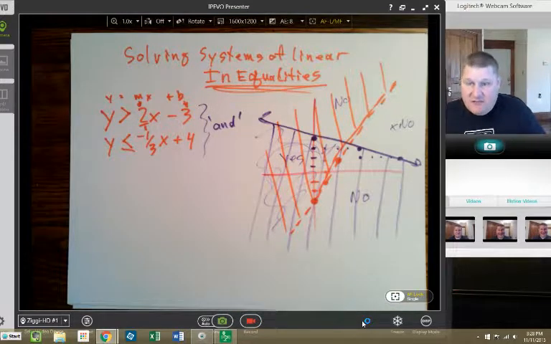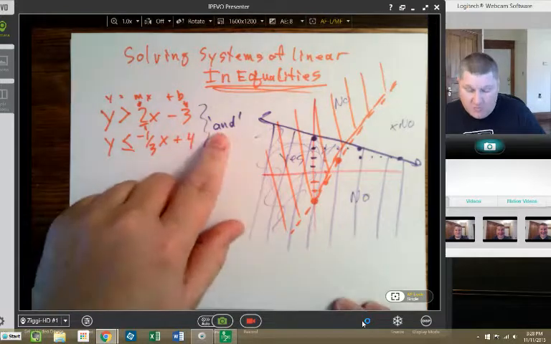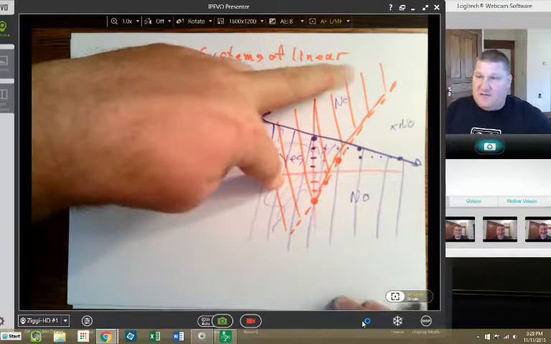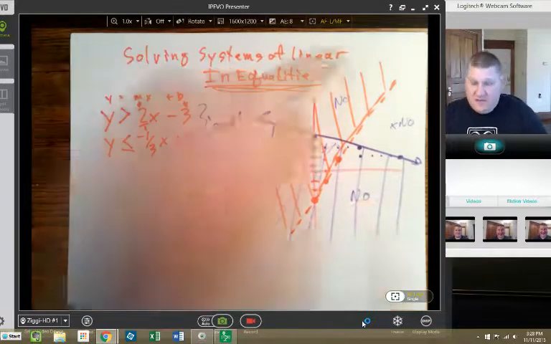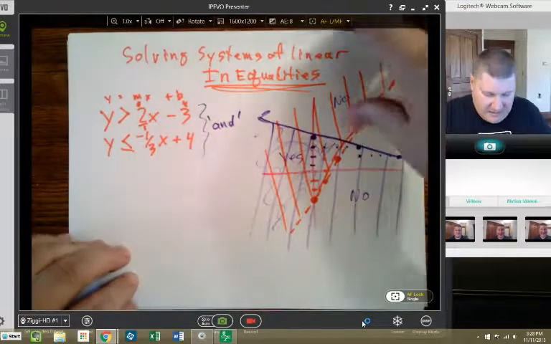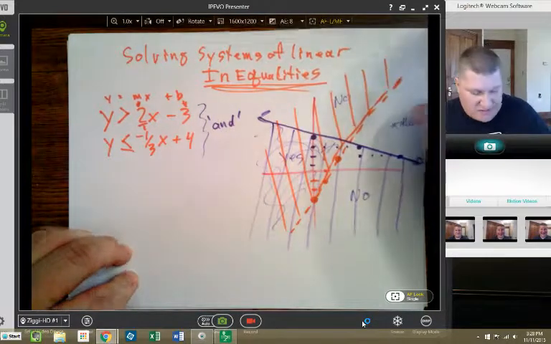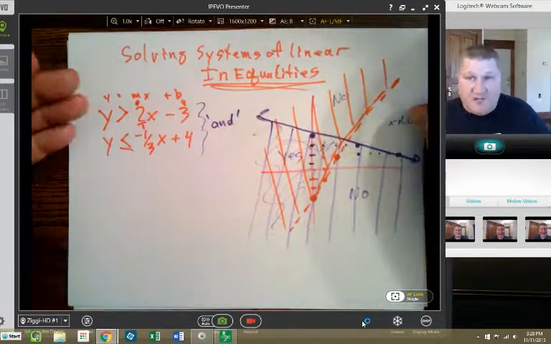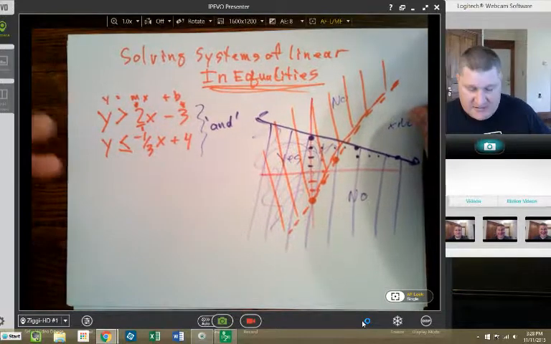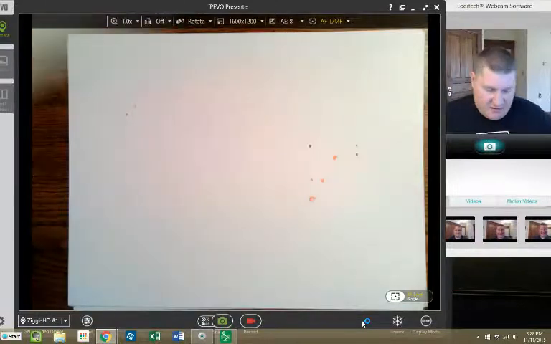If for any reason they said or, you would take this because that's the and bit, but you would also take this or this because it has one or the other. But most of the time we're talking and. Now, that's all well and good. It's nothing more than graphing the lines like we always do, making sure we ask our questions, shading our lines, and now we're looking for an entire shaded area.